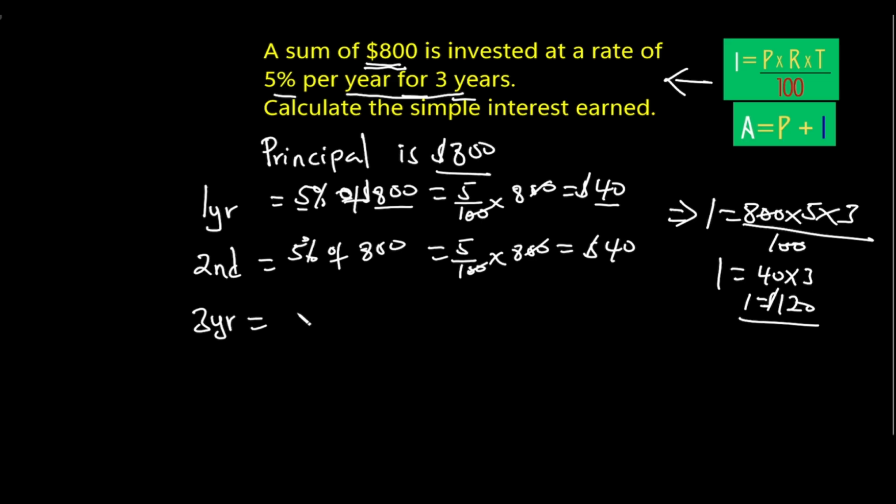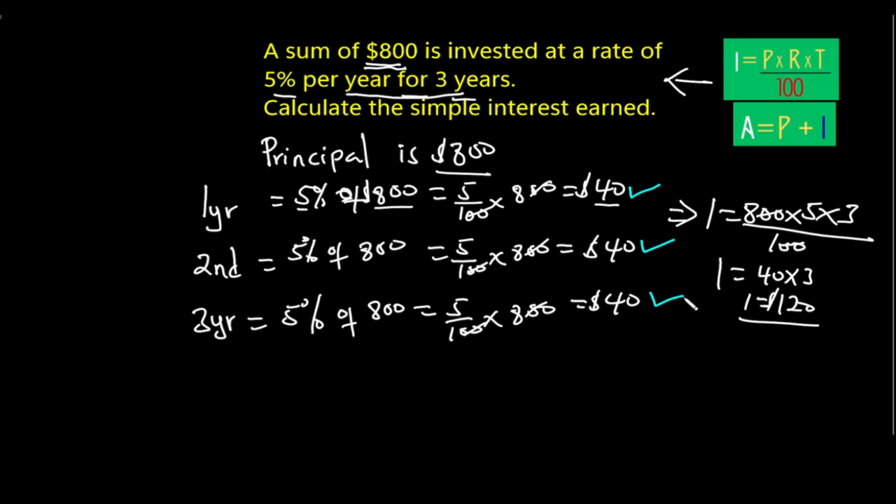And the last year, which is the third year, also there will be a 5% interest on the 800. So 5 over 100 times 800. Now 5 times 8 is what? It's 40. So which means that for the first year, the person got $40 interest on the investment. The second year, the same $40, and the third year, the same $40.